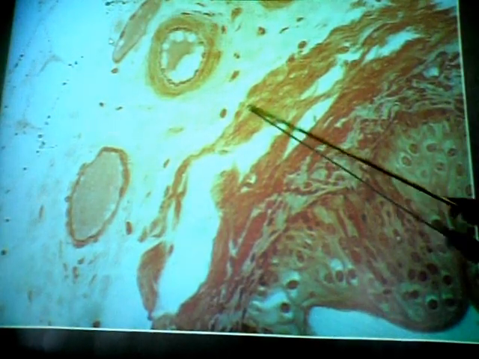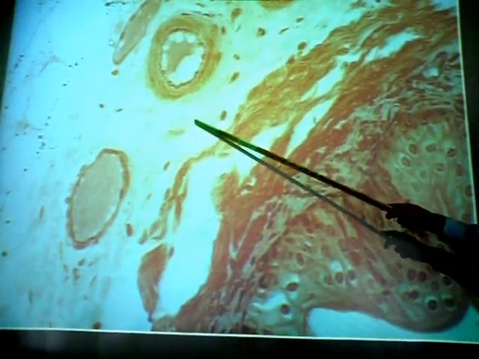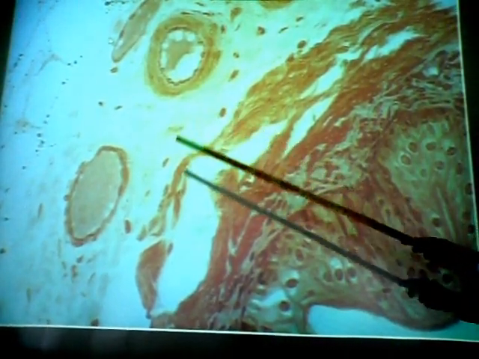It's got a lot of blood vessels in it. Looks like adipose. No, this isn't adipose. This right here is adventitia. So here's your smooth muscle layers again.